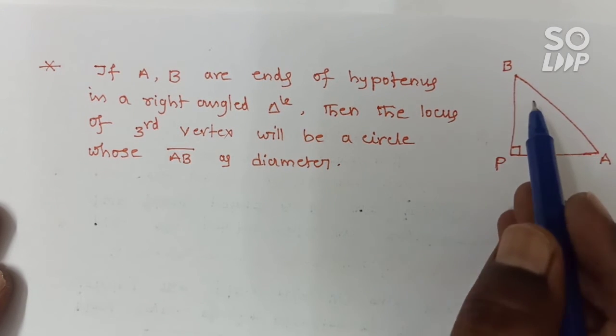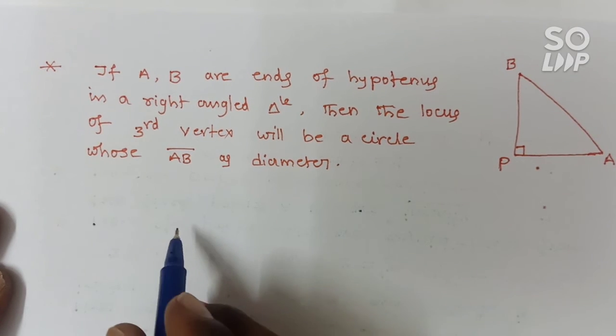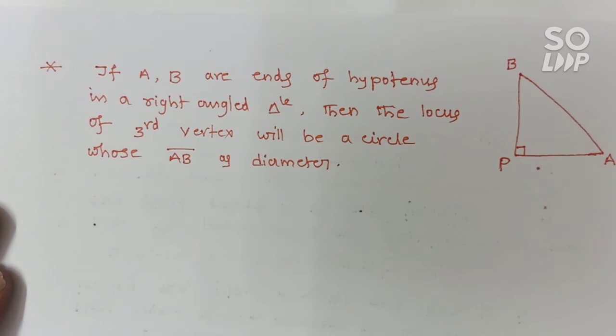And AB represents the diameter. So here this one will represent a circle. So please all of you remember, this is how we can get the same statement from the objective point of view.